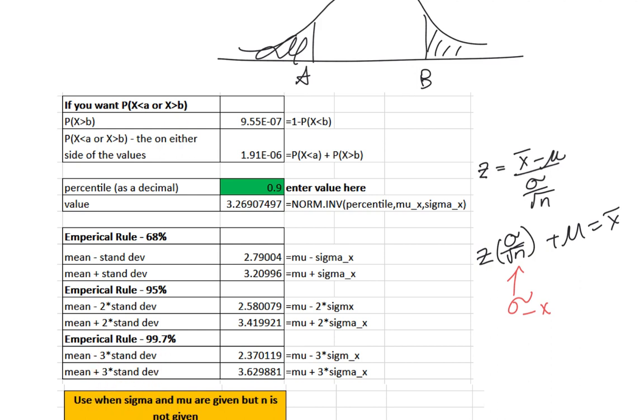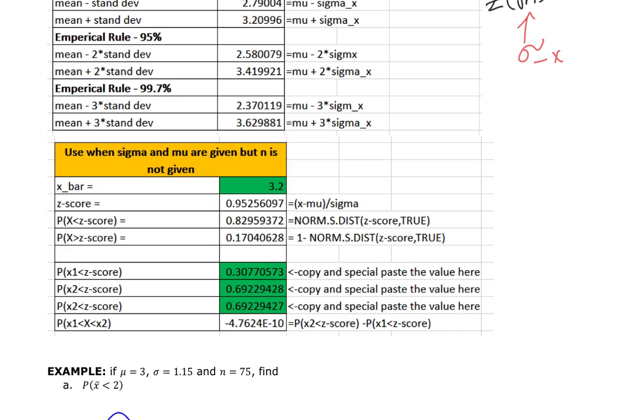Now, what happens, and this could happen on your homework, when you are given mu, you're given sigma, but not n? Well, what we do now is we need to find the z-score. Since we can't do the sigma sub x calculation because we don't have an n, we use the z-score: x minus mu divided by sigma, and then I'm going to use the norm.s.inv.